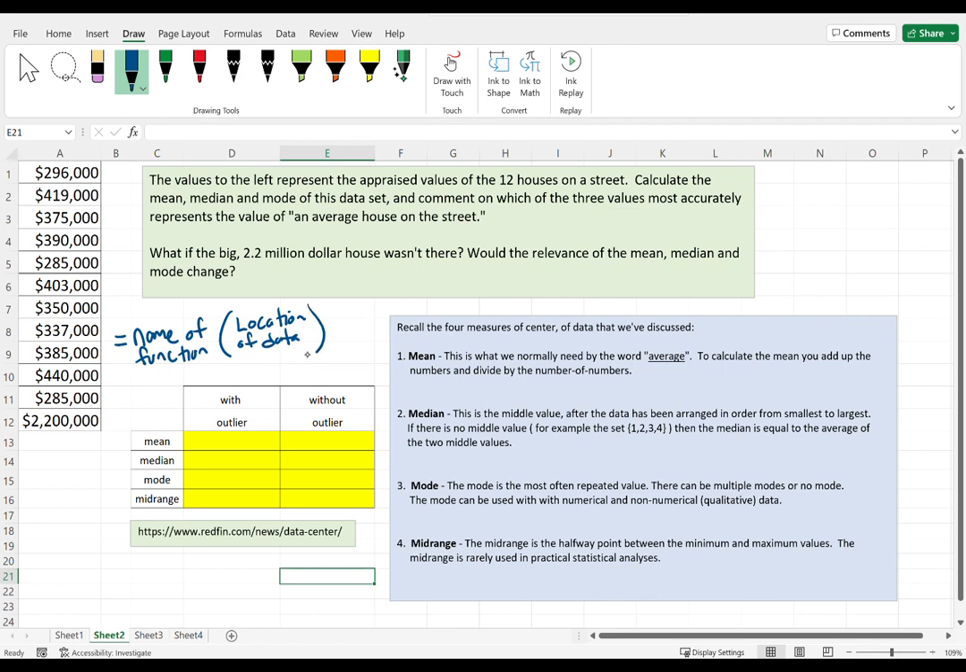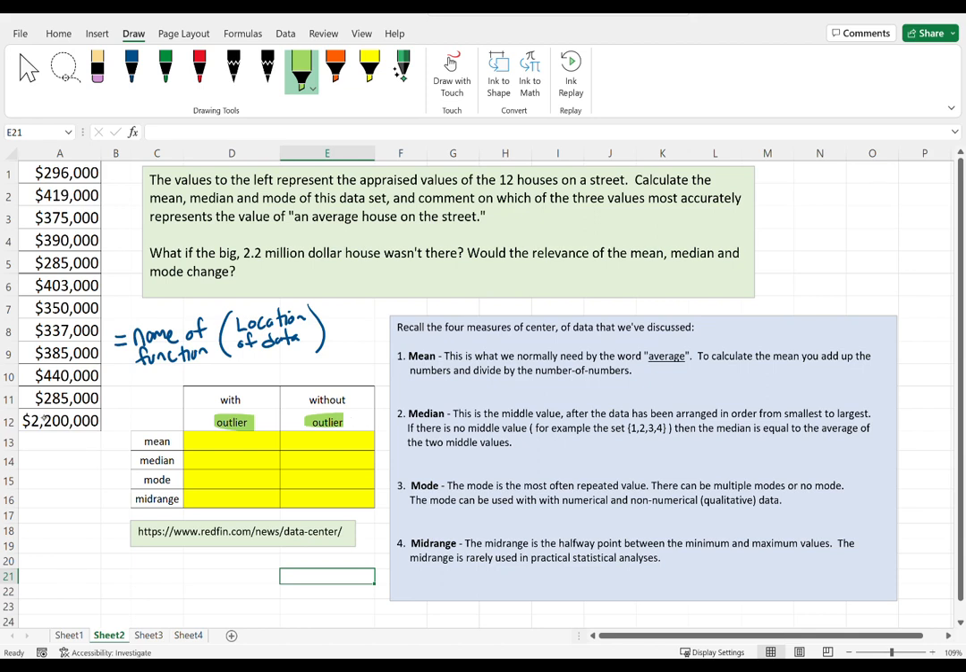Okay, so that's generally how these functions work. You'll see for each of these measures of center, mean, median, mode, mid-range, I have two columns, one labeled with outlier, and the other labeled without outlier. Now, I'm not going to formally define outlier just yet. That's going to come a few videos down the road. But for right now, let's just consider this term outlier to be a number that's really far away from most of the other numbers in the set. So it's like a weird value, a value that's far away from the rest.